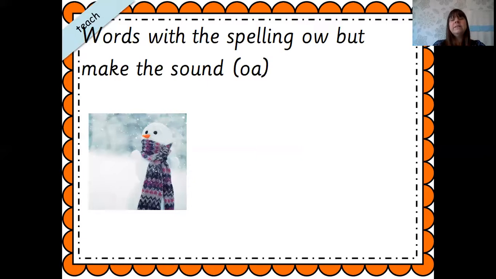So this is snow. I know it's a snowman, but I'm just working on the O-W spelling and O sound. Okay, so snow, sound it out. S-N-O. O at the end. Don't choose the O-A spelling. It's got to be the O-W. Sound it out with me. 1, 2, 3. S-N-O. Can you see? It comes at the end. If that was O-A at the end, it'd be very strange looking. It's not how we would write.